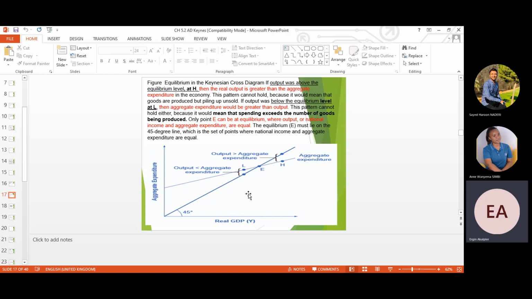This pattern cannot hold either because it would mean that spending exceeds the number of goods being produced. Only point E can be at equilibrium, where output and national income and aggregate expenditure are equal. Therefore, below equilibrium we have scarcity, and above we have some surpluses. Only point E can be at equilibrium, where output, national income and aggregate expenditure are supposed to be satisfied. And the equilibrium must lie on the 45-degree diagram, as I mentioned to you, which is the set of points where national income and aggregate expenditure are equally realized.